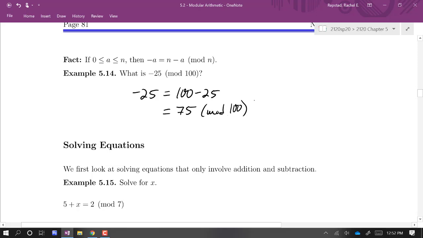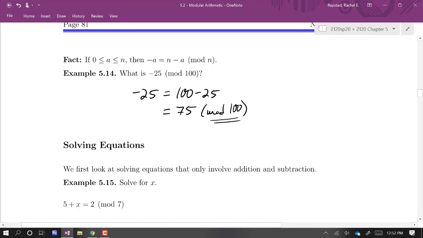It's important that we do indicate the modulus on our equations, at least at the end, because this might not hold for other moduli. So we have to make sure that we're indicating which set of integers we're working with.